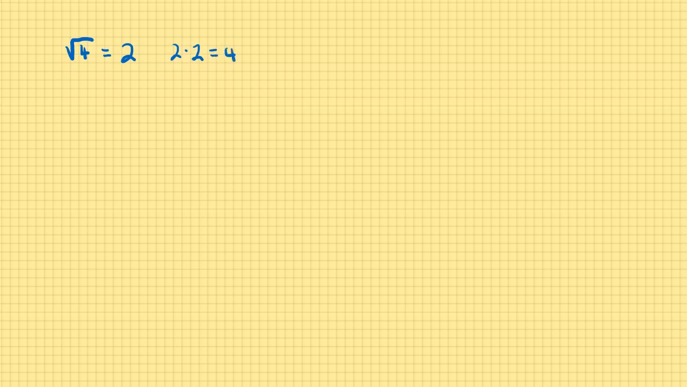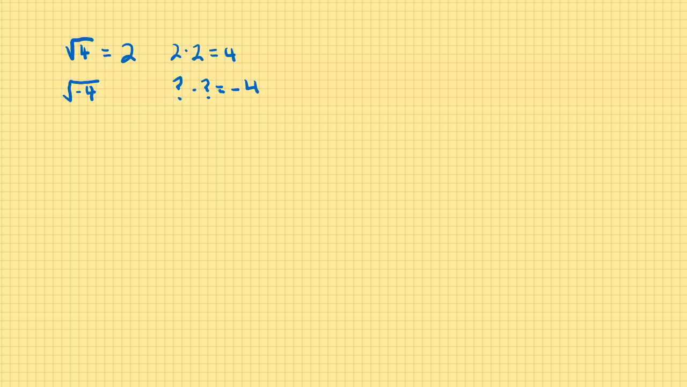Okay, but what about the square root of negative 4? Well, you've always been told that you can't take the square root of a negative number, because what number would you multiply by itself to get a negative number? Okay, it can't be done. This is where imaginary numbers come into play.